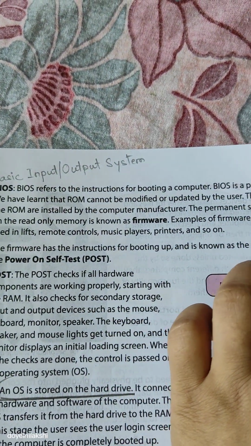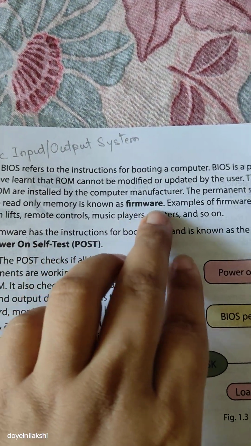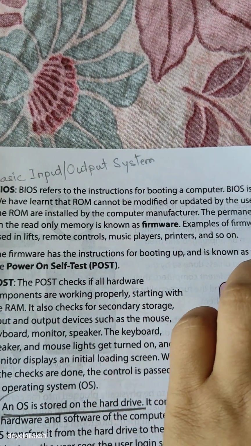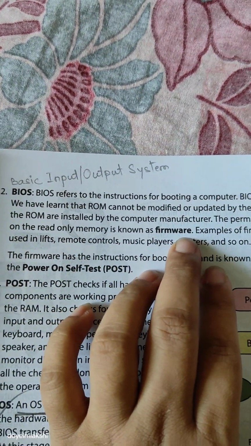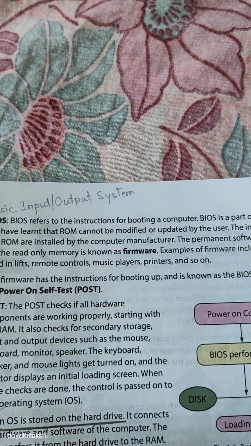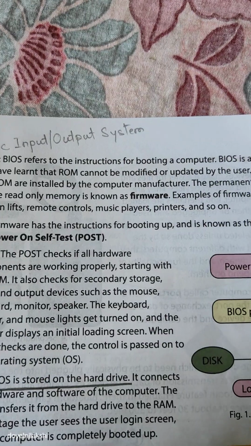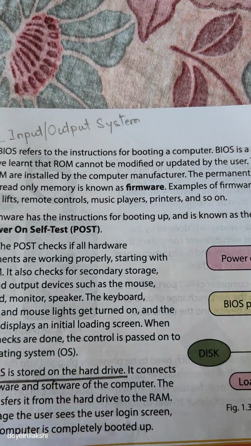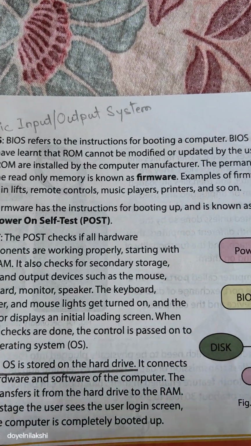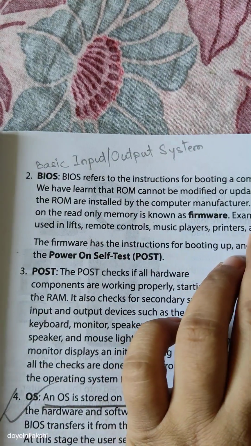The permanent software placed on the read-only memory is known as firmware. What is firmware? It is one of the software which is permanently placed within the ROM, within the read-only memory.